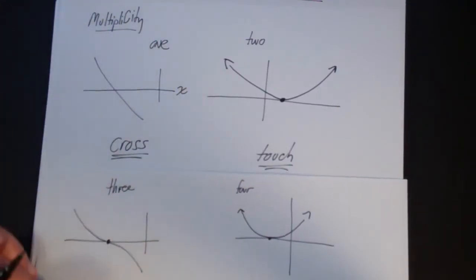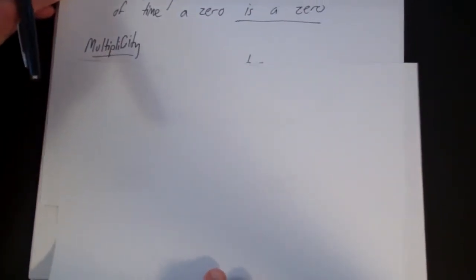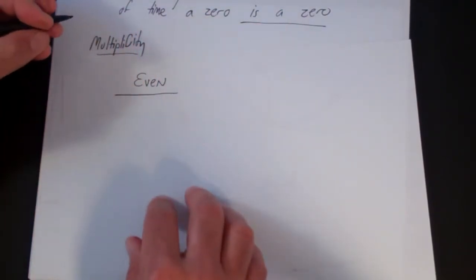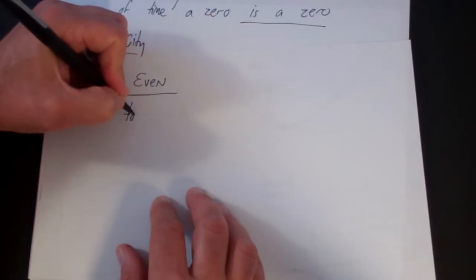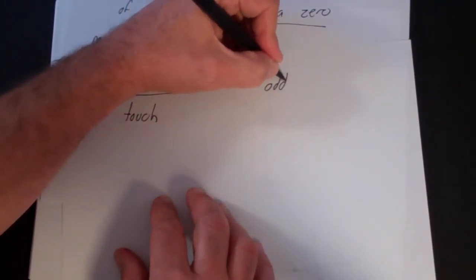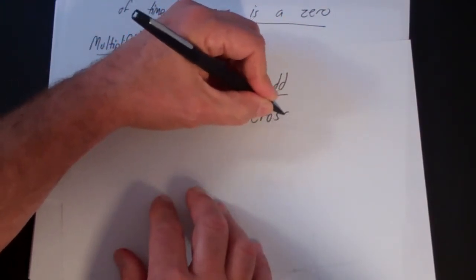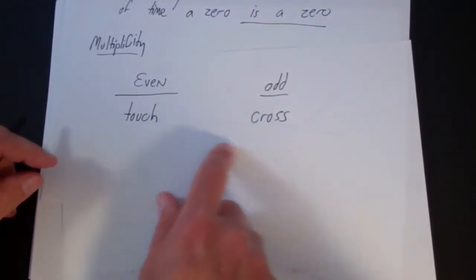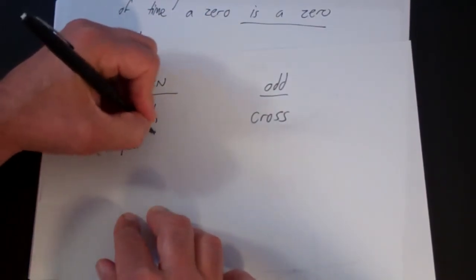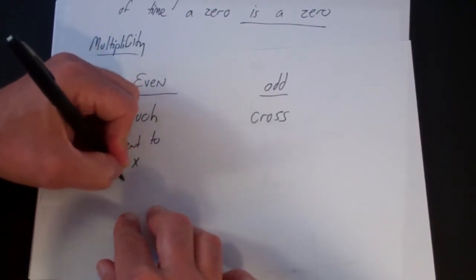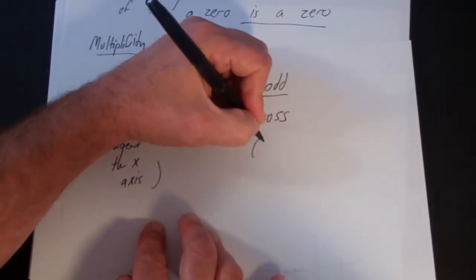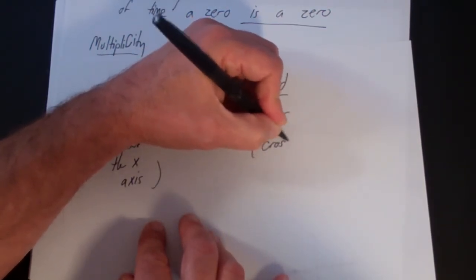And here we get a general rule for multiplicities. If you have a multiplicity which is even, then it's going to be a touch or a tangent. And if you have a multiplicity which is odd, it's going to be a cross. In other words, it's going to cross the x-axis. This is going to be tangent to the x-axis. And this is going to cross the x-axis.